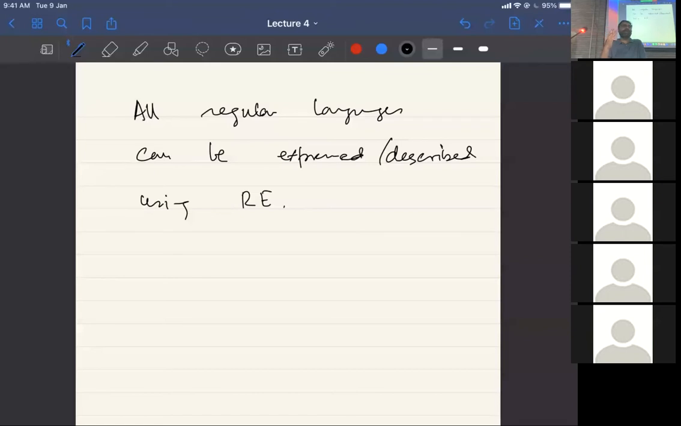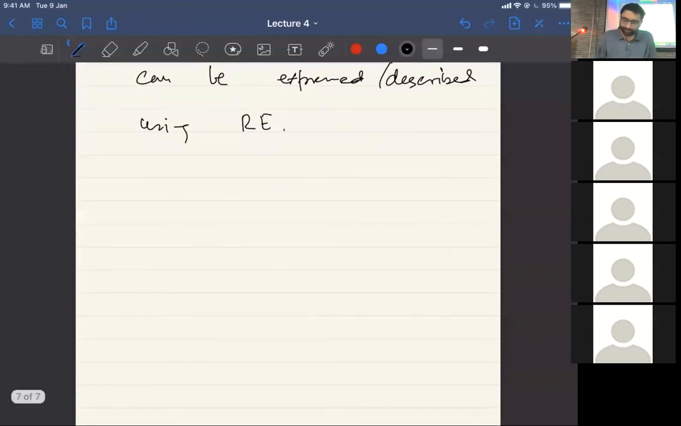Okay, and the process is very simple, and it's actually very mechanical. So if you follow the algorithm, you will get it. It doesn't require any creativity. It's straightforward. Okay, so before we go there, let me explain a little bit more about what regular expressions are in more detail, and then we can do that.